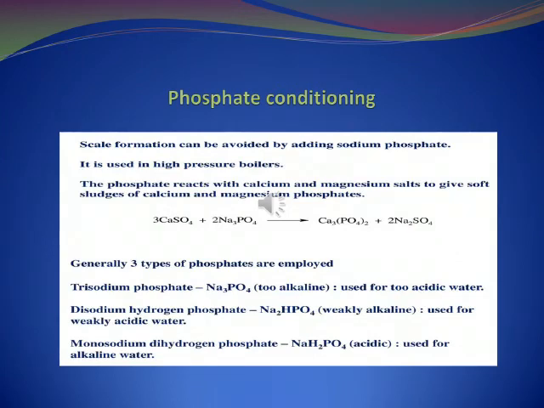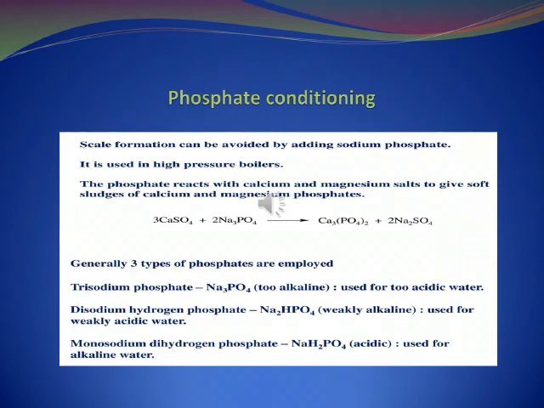Phosphate conditioning. Scale formation can be avoided by adding sodium phosphate. The phosphate reacts with calcium and magnesium salts to give soft sludges of calcium and magnesium phosphates, and it is used in high pressure boilers.